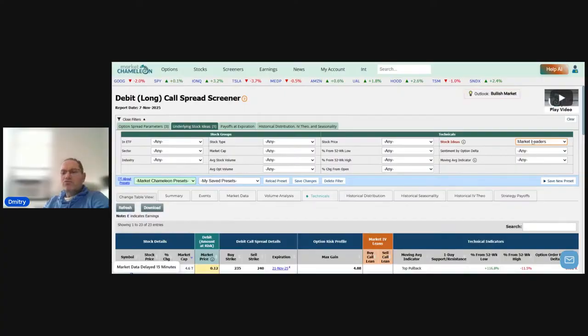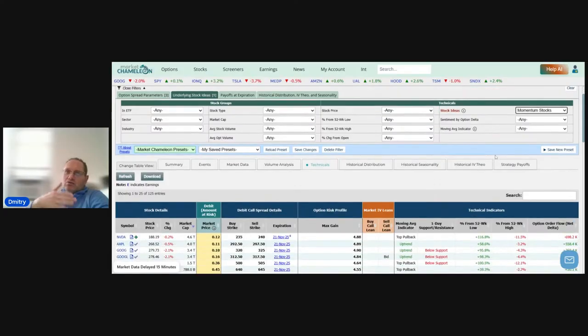We could remove that and look for momentum stocks. So momentum stocks don't necessarily have to be the ones that are leading the S&P 500, because even to lead the S&P 500 higher, you'd have to have a higher market cap, and be in the S&P 500. What if we just look for momentum stocks? They don't necessarily have to be the highest market cap or even be in the S&P 500, but they're displaying strength by making higher highs and higher lows.